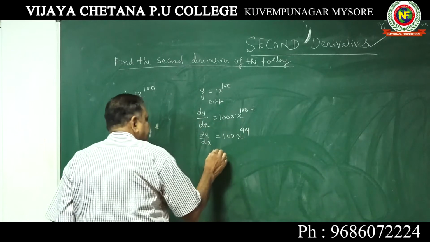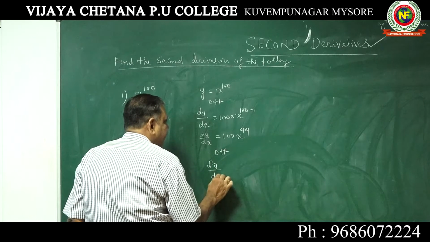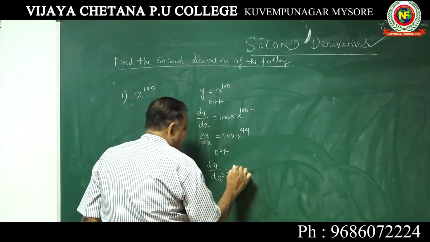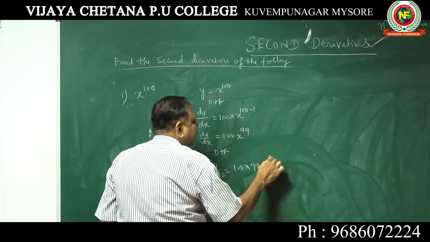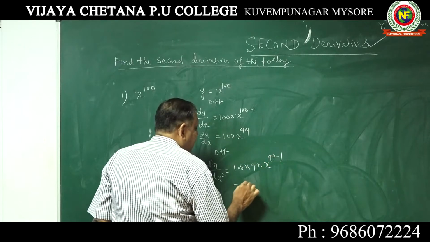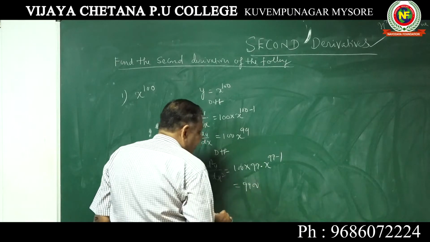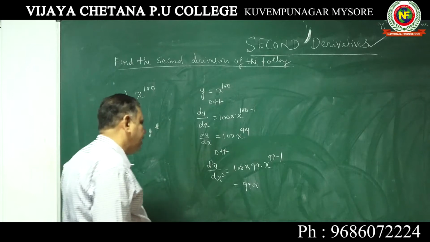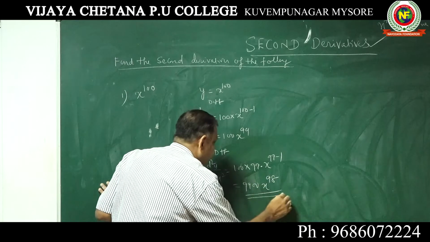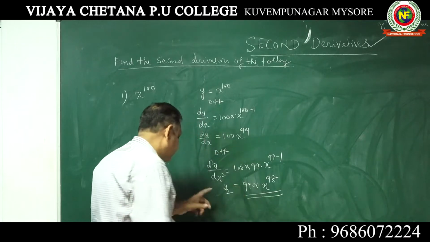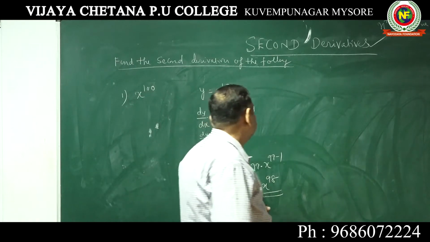Further differentiation again, the second derivative d square y over dx square is equal to, 100 is a constant, 99 into x to the power of 99 minus 1, or it is 9900 x to the power of 98. This is your y2. y2 is the second derivative, or it is also d square y over dx square, and this is the answer.